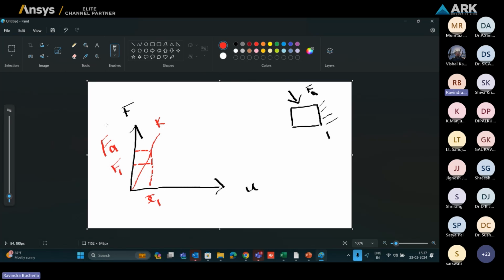So first we apply the initial force, and for that initial force, by taking the initial stiffness, we get the displacement x1. Again, based upon the displacement that we get, we calculate the force reaction. So for this applied force, we get the displacement x1, and from this displacement we calculate the force reaction F1.